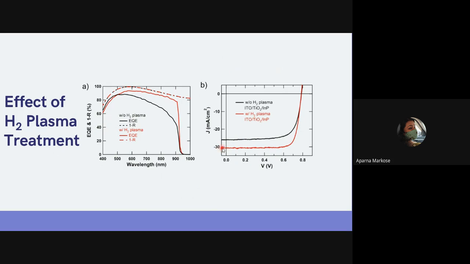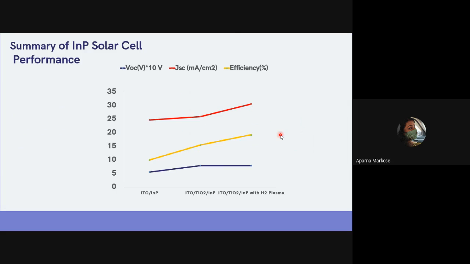You can see here, earlier it is 25, now it is 30 milliampere. You can see the difference. The red one is the treated one and the black one is the initial. And there is a slight increase in the current in this red one.